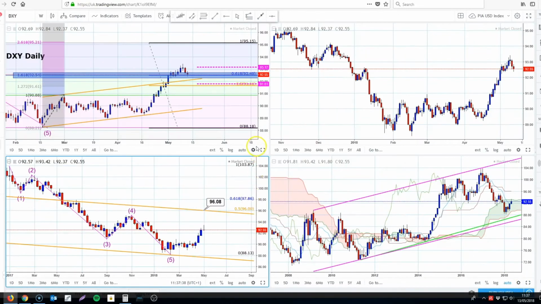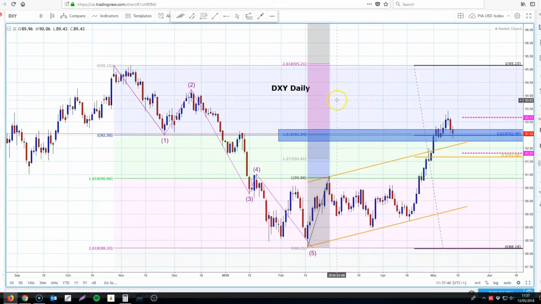If we go to the daily chart, here we can see a five-wave sequence to the downside, broken out of a channel formation to the upside. We've actually got bespoke resistance coming in at 93.18. Three times last week, levels above there got sold into.